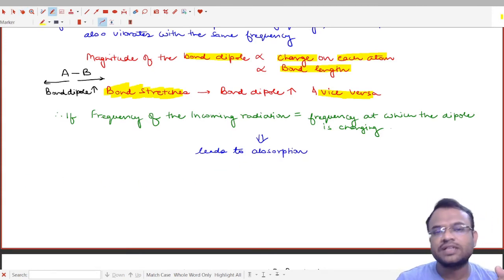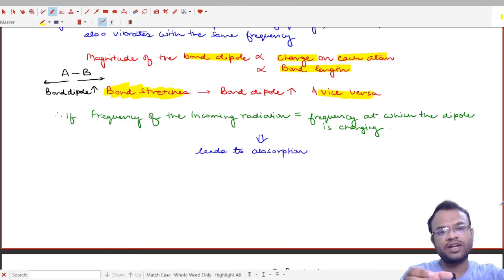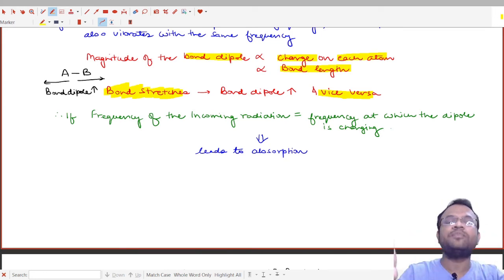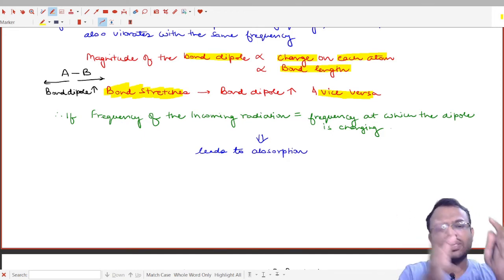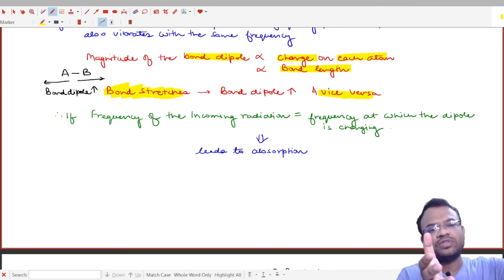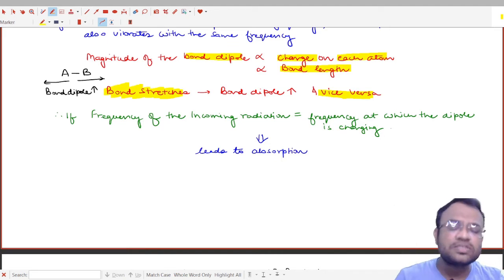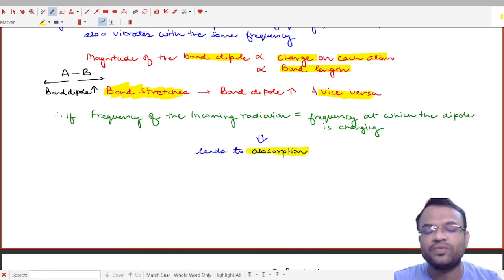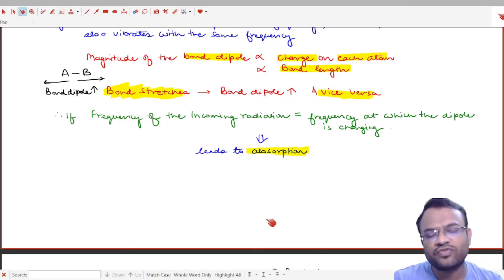What have I written? Understand this, that if this is the incoming radiation, and there is a bond that is continuously changing the dipole, so what is the frequency with which the dipole is changing? If that frequency is equal to the frequency of the incoming infrared radiation, then this would lead to the absorption. Only then the absorption will take place. I believe you would have understood this. So let us move forward.